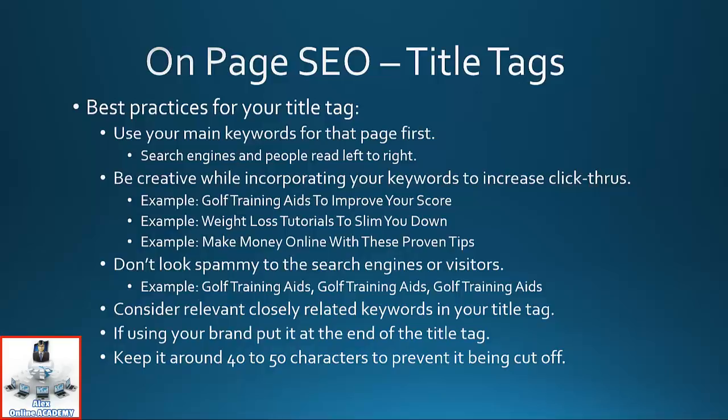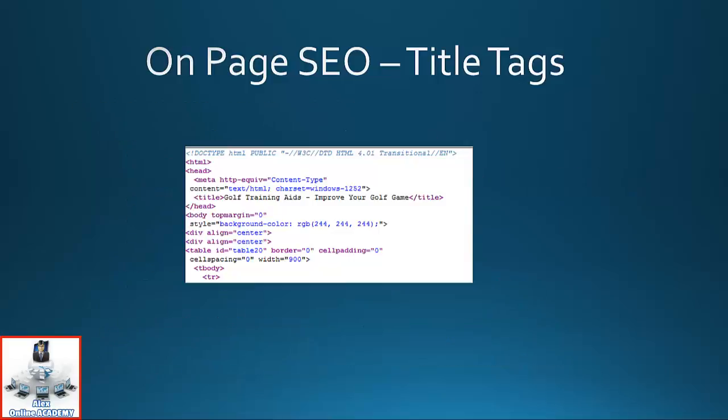Keep it around 40 to 50 characters to prevent it from being cut off in the search results. So that's one thing to keep in mind. If you use a catchy word at the end of your keyword phrase, you want to make sure it's not too long, or else it's going to just have dot dot dot right after it instead of showing your entire phrase, because with Google, beyond 40 to 50 characters, it may end up being cut off.